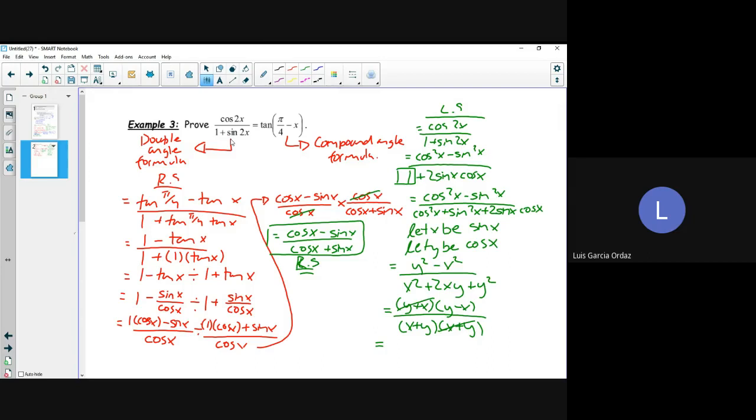And we said our y is cos and our x is sine. So we're left with cos x minus sine x over cos x plus sine x. And this is our left side, which means left side is equal to the right side.